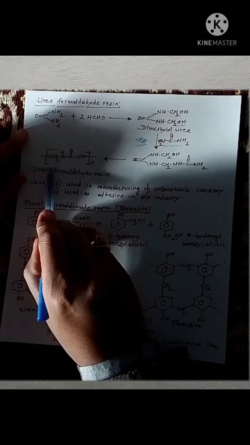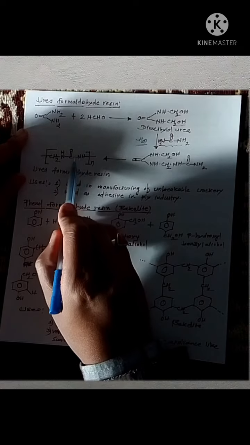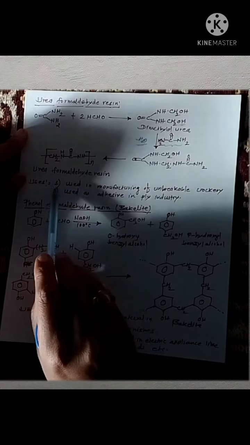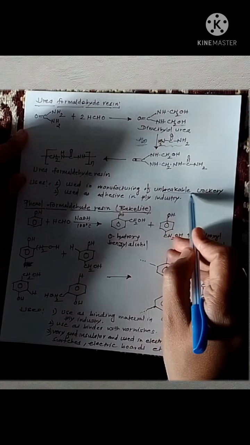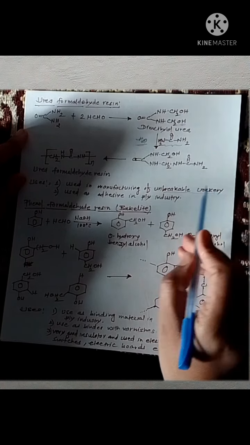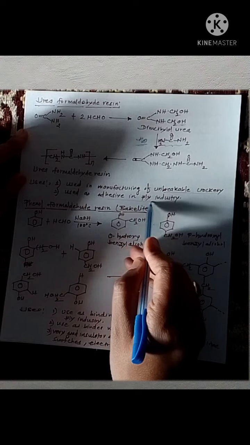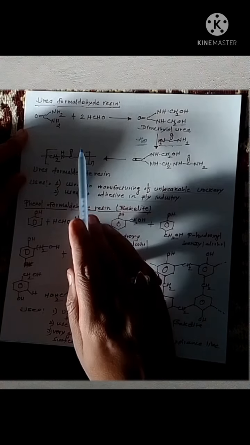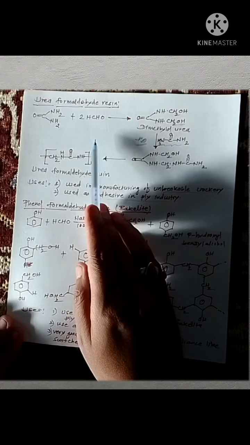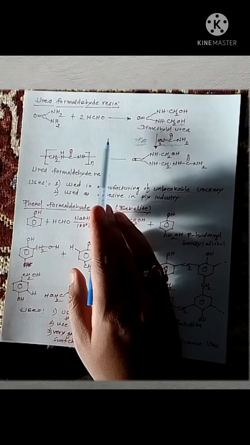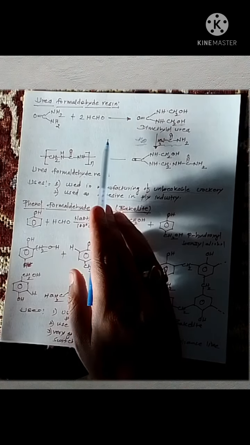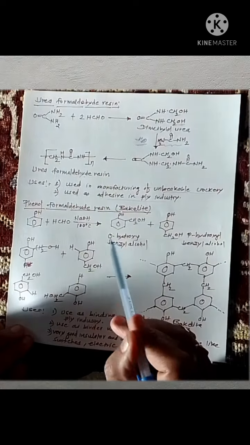So what is the repeating unit? It is CH2NH, double bond O, NH. Urea formaldehyde is basically used in manufacturing of unbreakable crockery. It is also used as an adhesive in the ply industry. Urea formaldehyde is used in Fevicol also. The particular smell of Fevicol is due to the presence of urea formaldehyde.